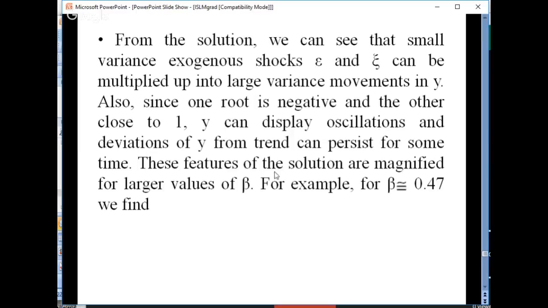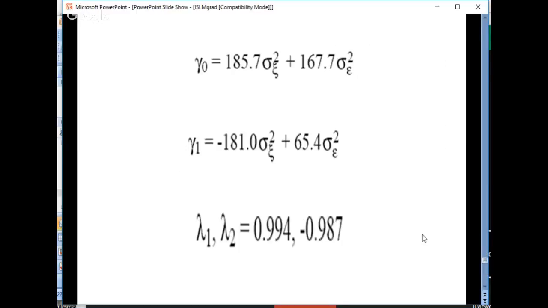The features of the solution are magnified for larger values of beta. For example, if I have a beta of 0.47, right, we get the following equation. So we get even more oscillation, right? A positive value for lambda 1, close to 1, and a negative value for lambda 2 that's close to negative 2.